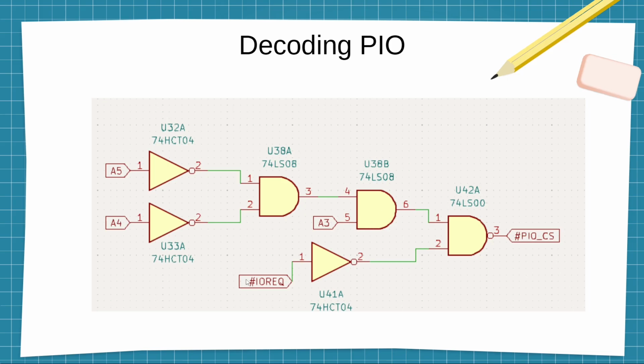And if IO request is 0, we then invert it, so it is a 1. And if this whole is 1 and IO request is 0, the output of the NAND gate will be 0. So that way we can select the PIO. And this is pretty much it for the decoding. So I will switch to some other program called CUPL, and I will be using the CUPL language for the CPLD. So I will see you there.